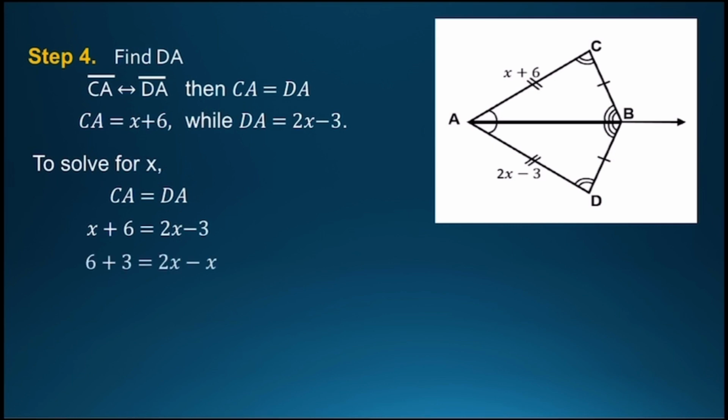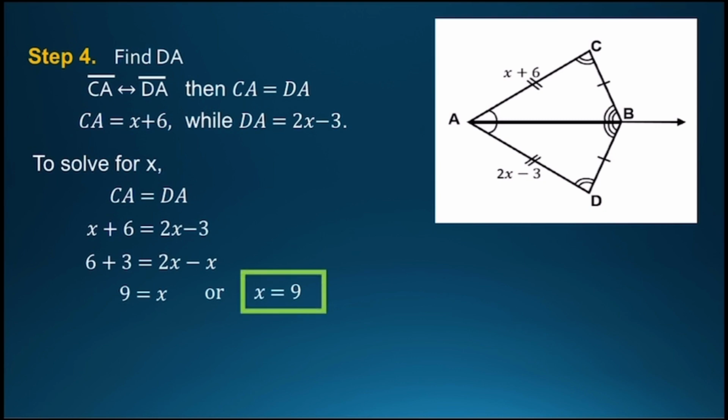So we have now 6 plus 3 is equal to 2x minus x. So 6 plus 3 is 9 and 2x minus x is 1x or x. So therefore, we have 9 is equal to x, or x is equal to 9.